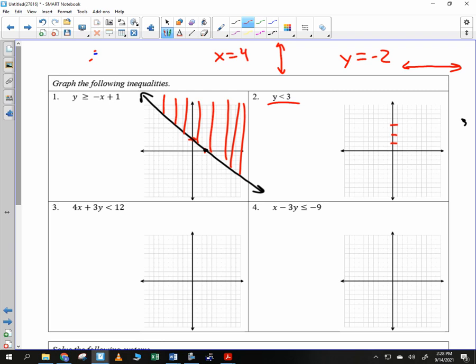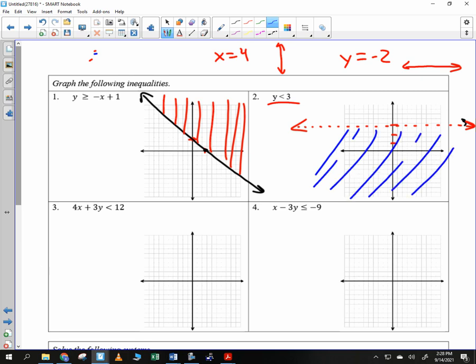Solid line or dashed line? y less than 3. Do you think I shade above or do you think I shade below? Below, because it says y is less than. Yes.